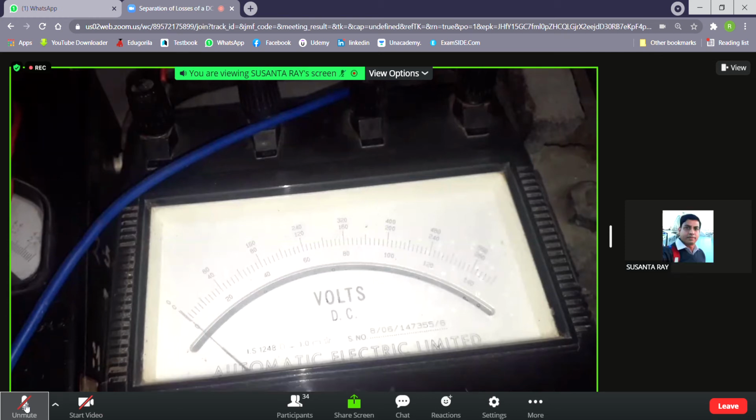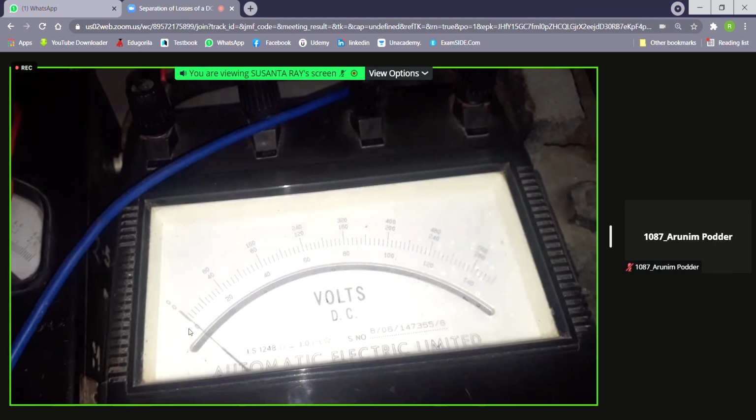140, 300 and 600. Sorry, 150, 300 and 600. So there are three ranges. Here we can see the maker's name as well as the serial number. You should note this down. So 0 to 150, 0 to 300 and 0 to 600 volts DC are the three ranges of this particular instrument.